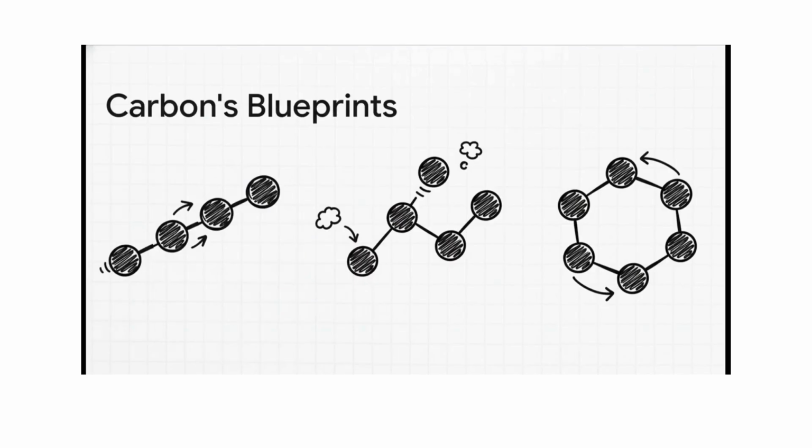So with this self-linking power, carbon can basically draw up 3 different kinds of blueprints. It can form these long, straight chains, it can create branches off of those chains, and it can even loop back around on itself to form rings. Just with these 3 simple patterns, you get the foundation for pretty much all organic molecules.